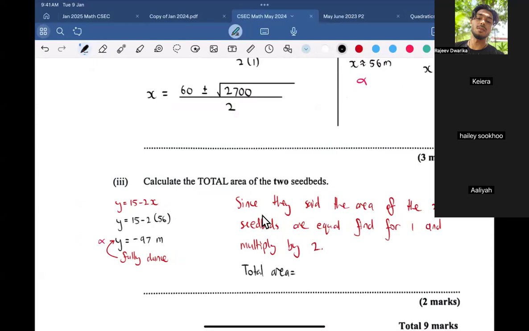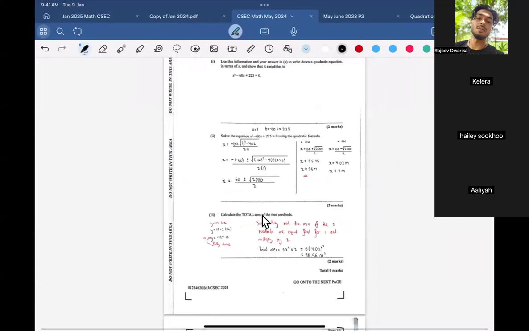So all we had to do, we could just say total area is equal to 3x squared by 2, which is equal to 6 by 4.02 squared. And that will be 96.96 meters squared. So we wrap up with algebra and quadratics.